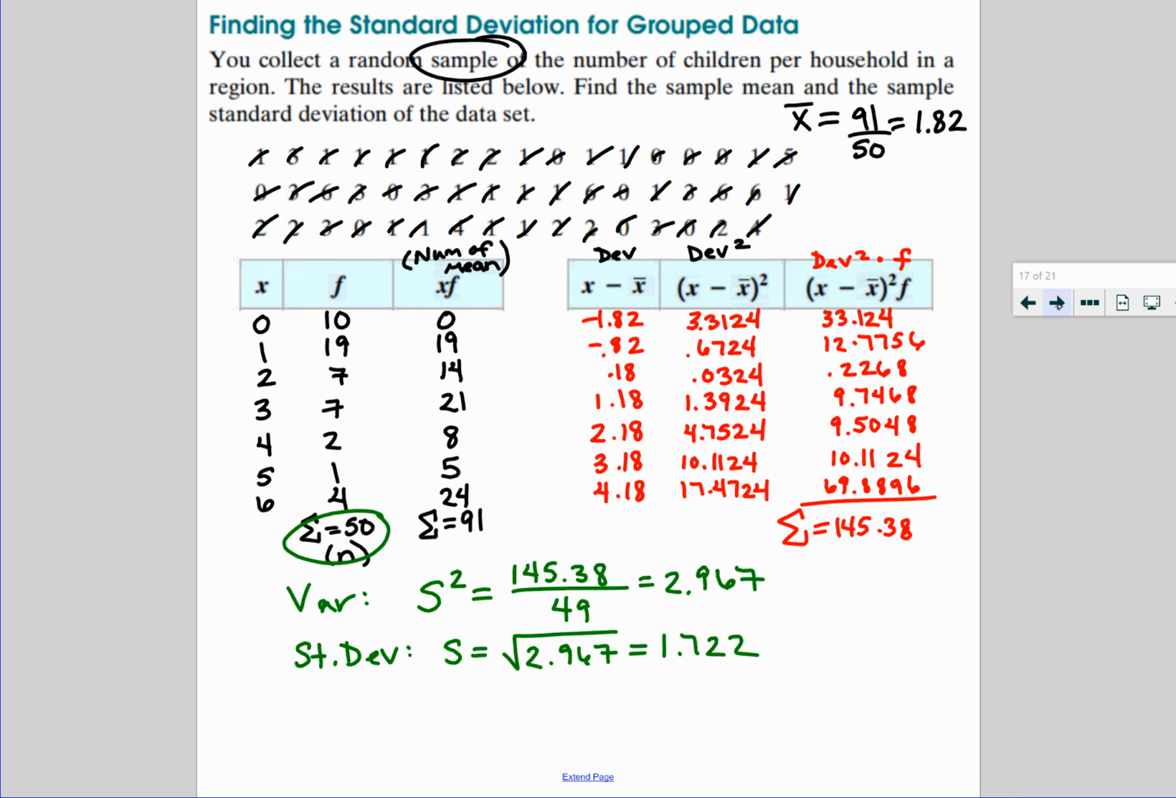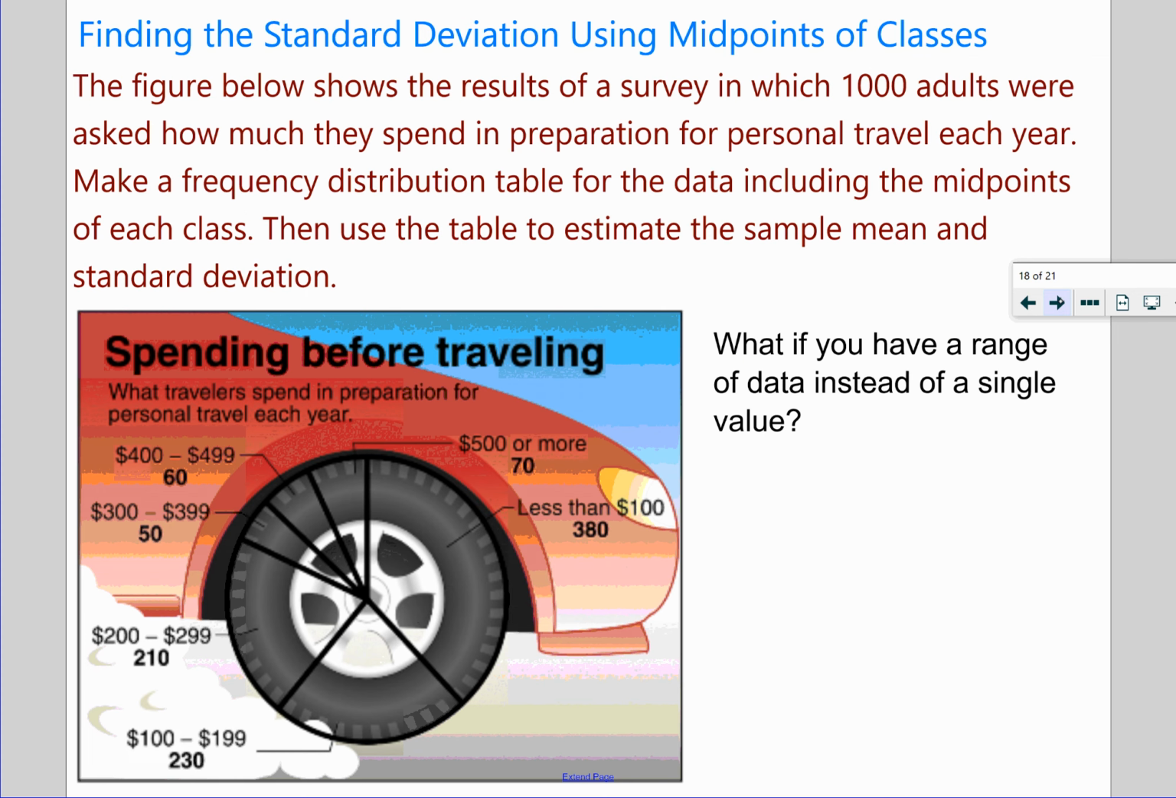Okay. The next problem's on your paper. We're not actually even going to do this problem. I just want to mention it. If you have ranges of numbers, we've seen these before, like here it's spending before traveling, and we've got 400 to 499. There were 60 data values in that group. If you're doing standard deviation, we talked about this before, the x value that you're going to use is the midpoint. So the midpoint of 400 and 499 would be 449.5 would be the value that I use for x, and then the frequency for that value would be 60.